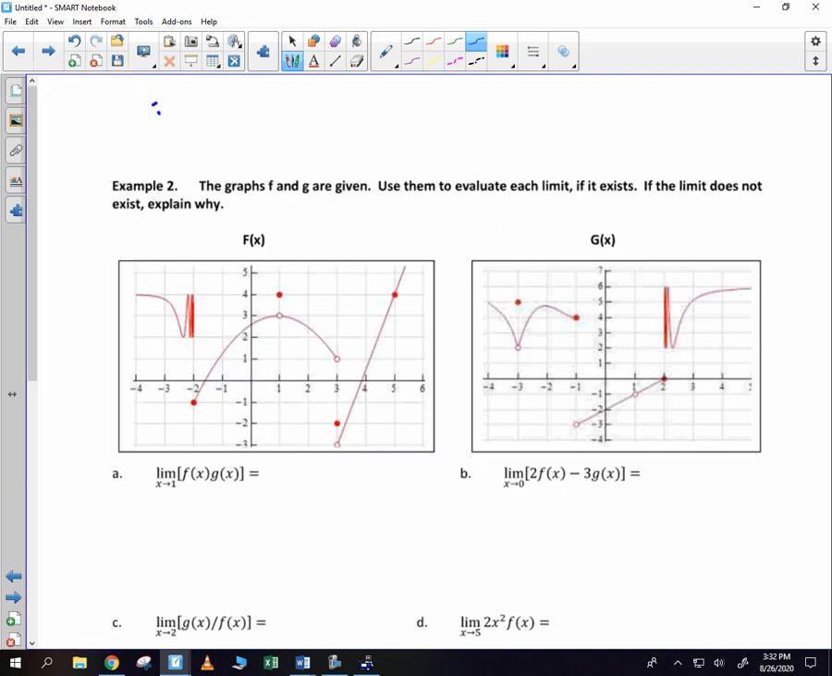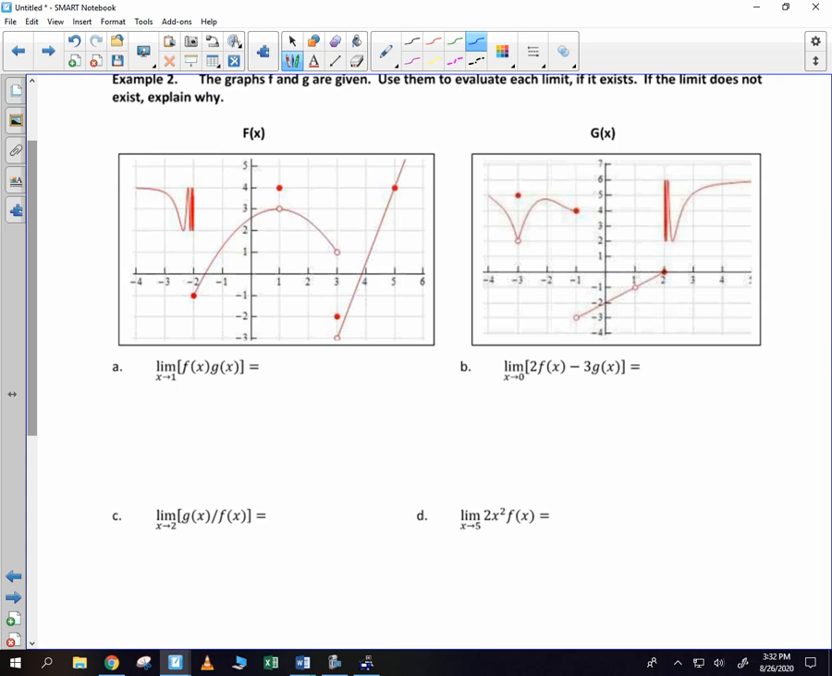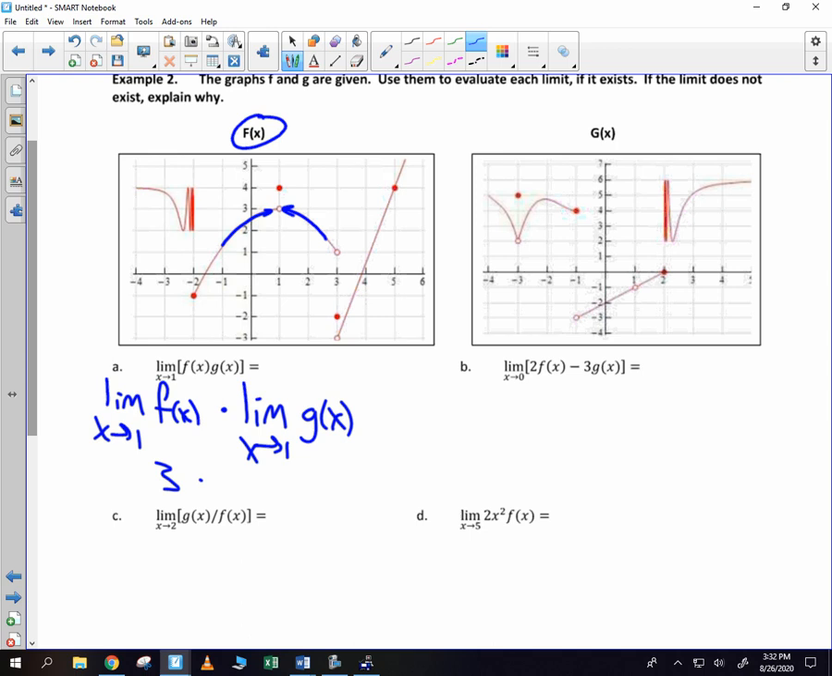Here we look at the graphical examples. Limit as x approaches 1 of f of x times g of x. So we're going to determine the limit as x goes to 1 of f of x. We'll multiply by that the limit as x approaches 1 of g of x. Let's see what happens here. This one's f of x. We're going to approach 1. Looks like I got 3 and 3, so the answer is 3 for that. And for g of x, I'm going to approach 1. It's like -1 and -1, so -1. That answer is -3.